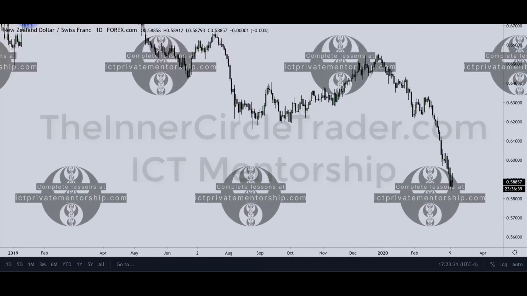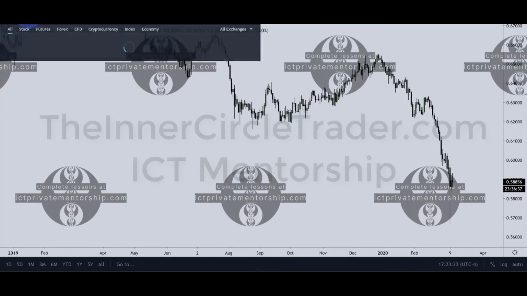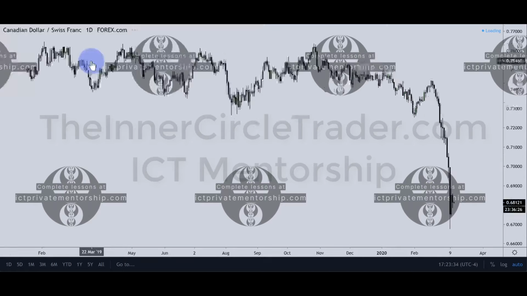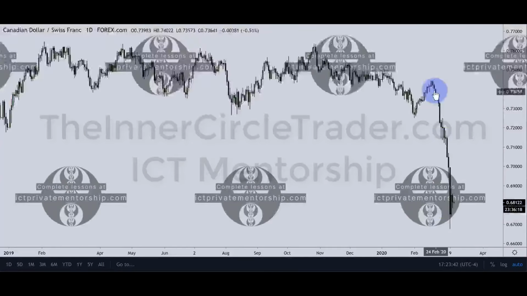And then Canadian versus the Swiss. Canadian dollar is a weak currency versus the strong currency of the Swiss franc. Same thing, we're looking for down movement. And here we go. We have 1, 2, 3, 4, 5, 6, 700 plus pips of a move. Again, weaker versus stronger.